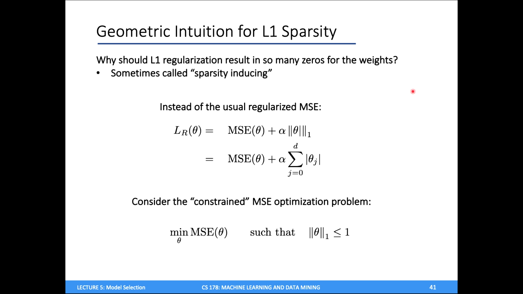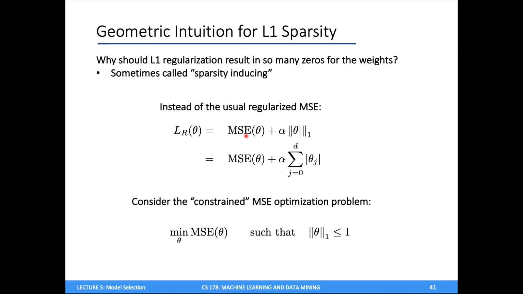Okay, in the interest of time, I'll give you the answer, but hopefully you had some intuition of what's going on. If you use an L1 penalty instead of an L2 penalty, it's often called sparsity inducing, in the sense that it makes a lot of the weights in your model 0.